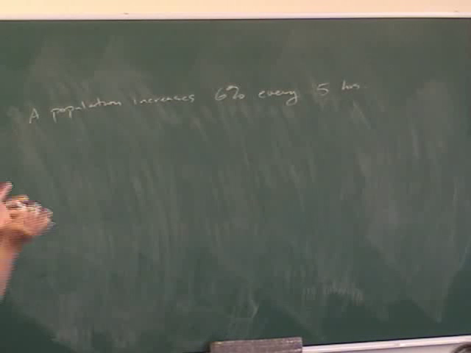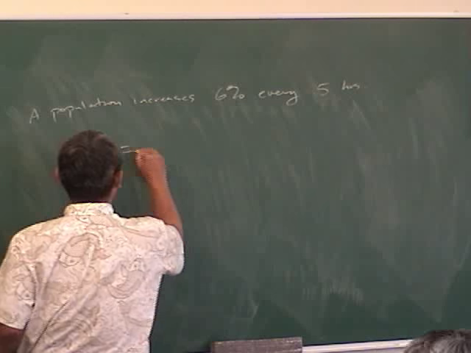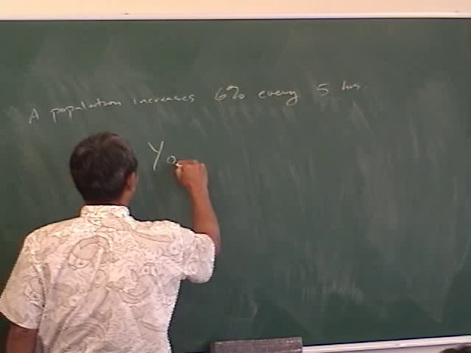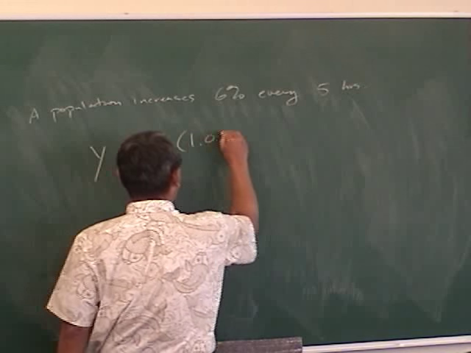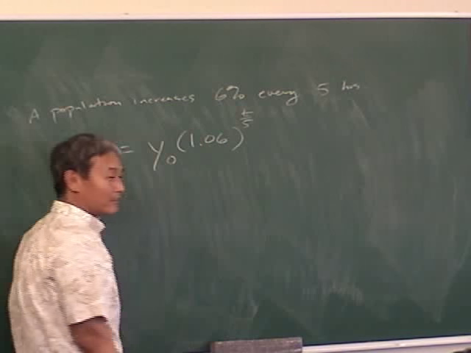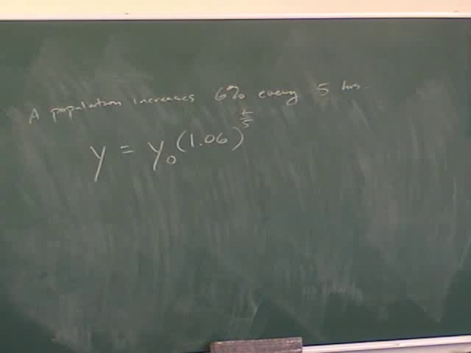What did we learn last year? y equals y naught times 1.06 to the t over 5 power. Wait, where's the x? Oh, where's t? T is the independent variable now. So how come there's 2 y's? So I have a y, it's the y initial.